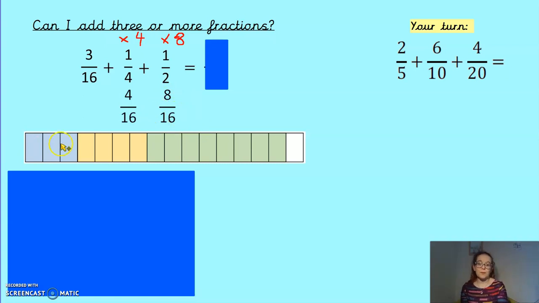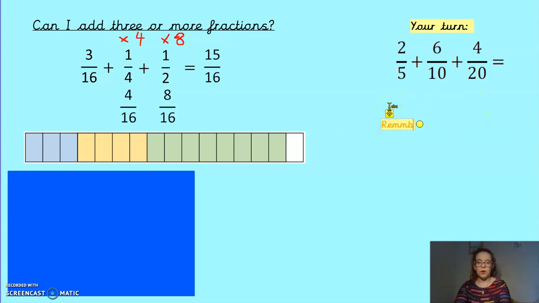And then what we're going to do is put it into a bar model here. So I've got my original 3: 1, 2, 3. I've got my 4 here: 4, 5, 6, 7. And I've got my 8 added on: 8, 9, 10, 11, 12, 13, 14, 15. So altogether I have 15/16. And then I can check that by adding 3, 4 and 8 all together, which gives me 15/16. So it's exactly the same as adding our fractions. We just have to remember that we need to make all 3 denominators the same.